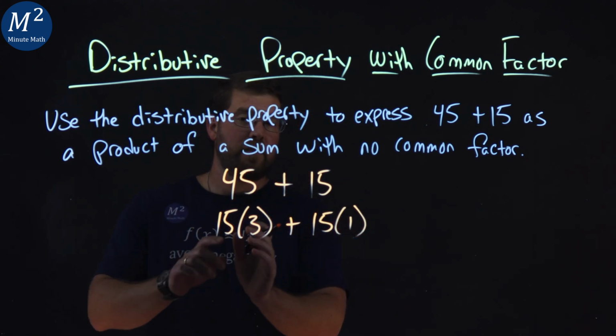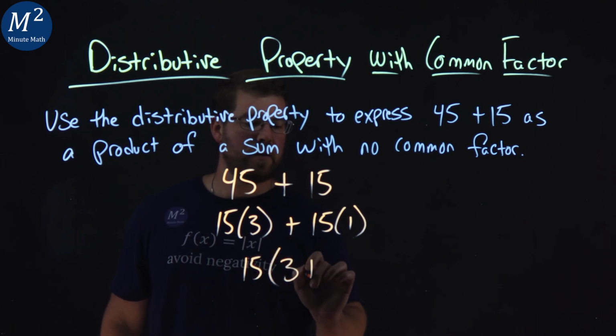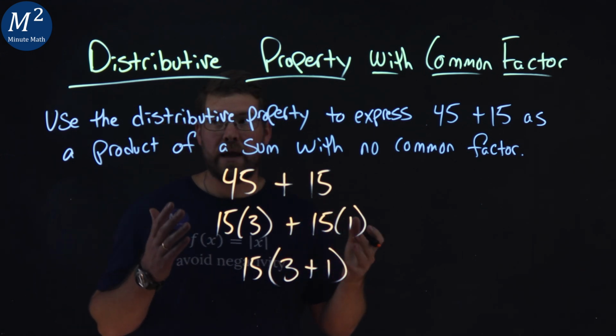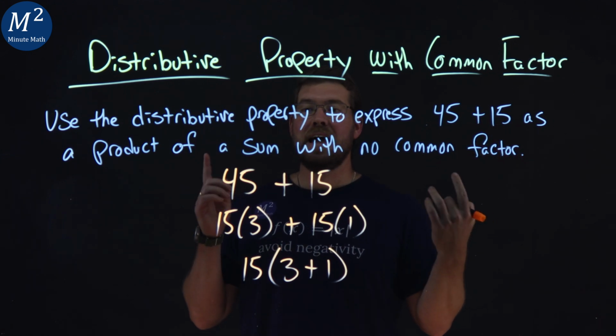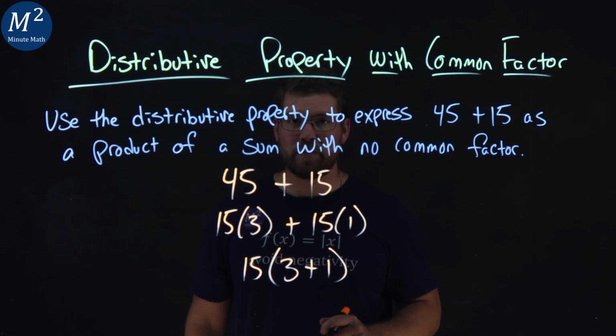Now we can pull out a 15 from both parts. So we have a 15 here times 3 plus 1, what's left over inside. And there we have it. We've used the distributive property to express 45 plus 15 as a product of a sum with no common factor.